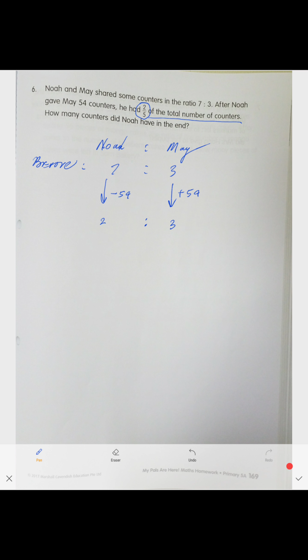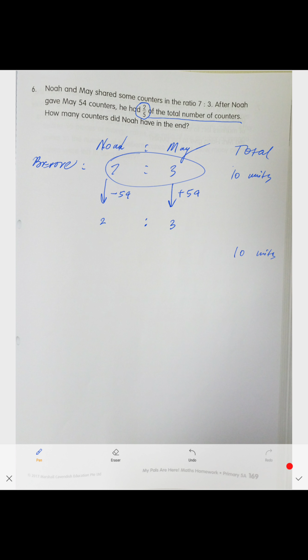So let's think about it. At first, Noah had 7:3, right? Ratio. So the total, we can write here, total 10 units. But 2:3, we cannot write total of 10 units. How can we make a total of 10 units? This is what we need to think about, right? How do we make this and this comparable?